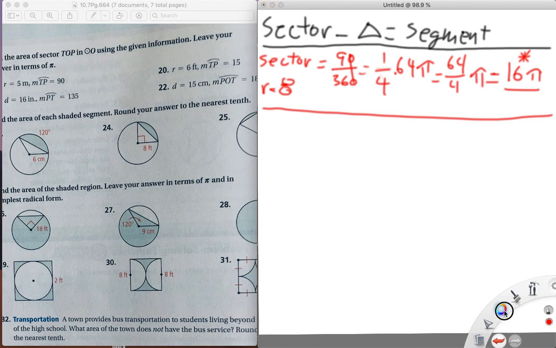Then we get the area of the triangle. Since it's a 90-degree triangle, that tells me I'm probably going to deal with a 45, 45, 90. So I'm going to cut that in half. That's my 90 here. This would be 45. This would be 45. This is going to be 8, right? This cuts it in half.